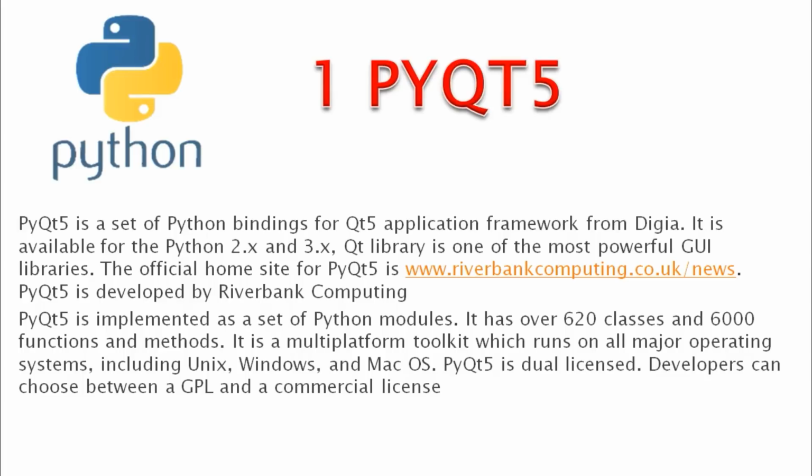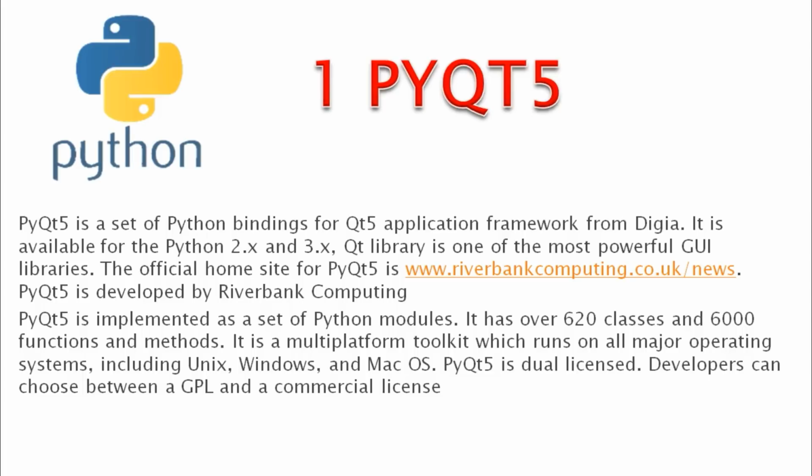The official home site for PyQt5 is riverbankcomputing.co.uk. Also, PyQt5 is developed by Riverbank Computing. PyQt5 is implemented as a set of Python modules. There are more than 600 classes and 6,000 functions and methods for making graphical user interface softwares and applications. It is a multi-platform toolkit which runs on all major operating systems, including Unix, Windows, and Mac OS. PyQt5 is dual licensed. Developer can choose between a GPL and a commercial license.